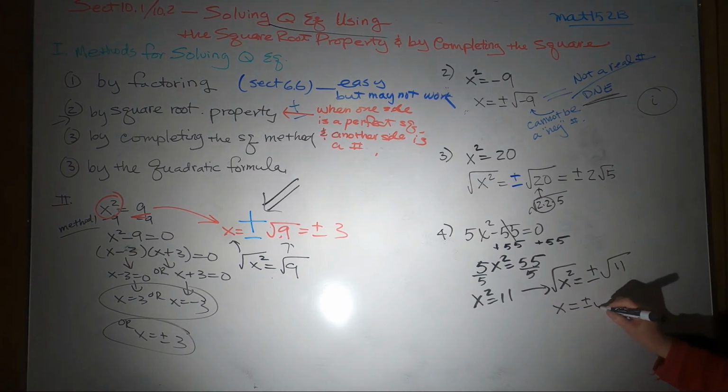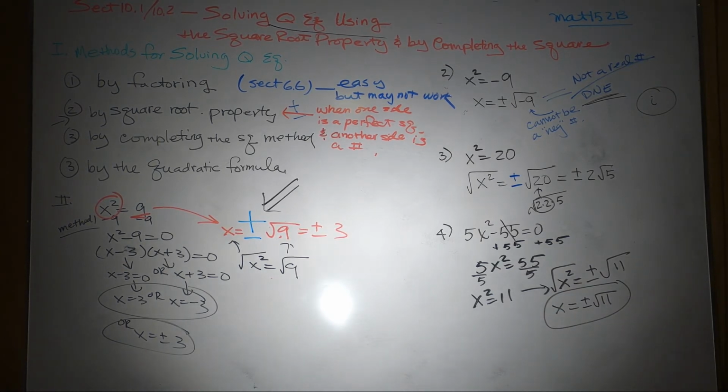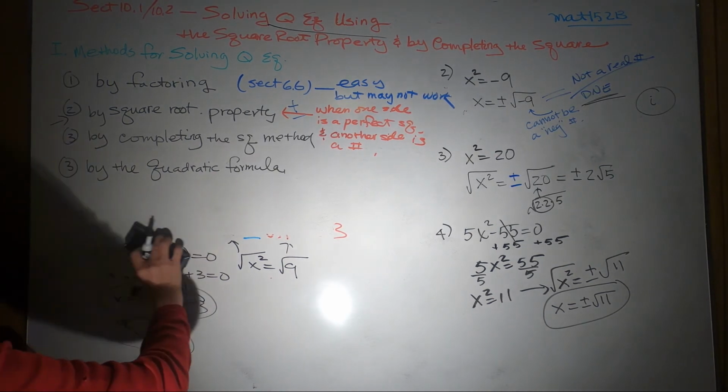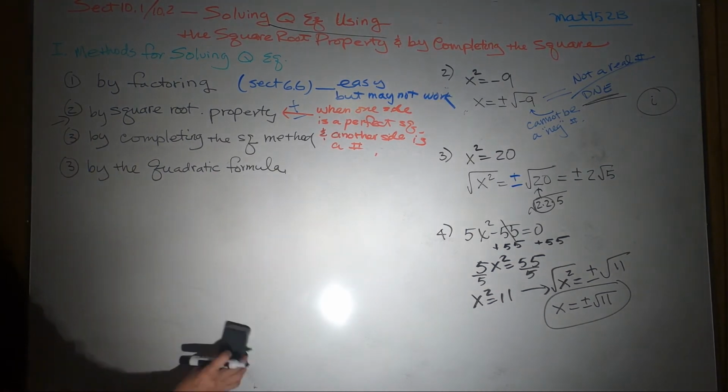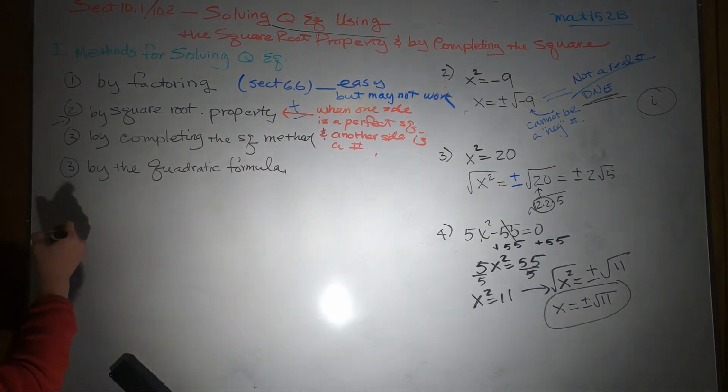Then your answer would be what? Plus minus square root of 11, right? So we are practicing the second method, the square root property. When one side is a perfect square, another side is a number, then we can do that.